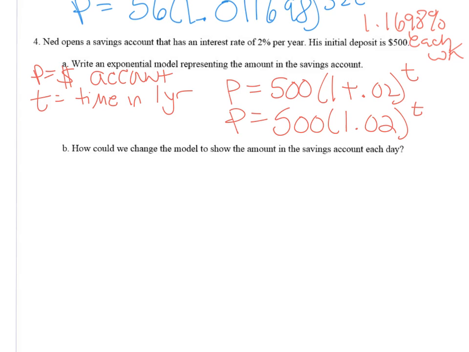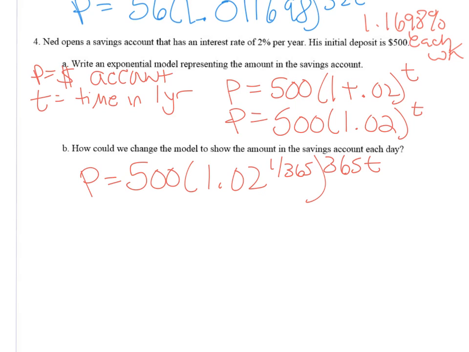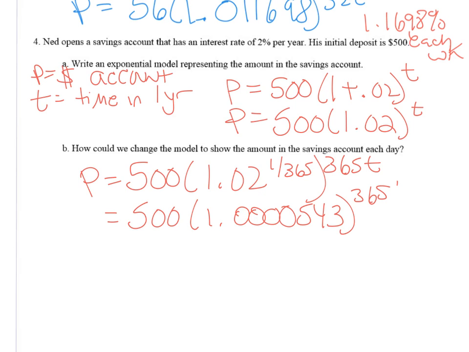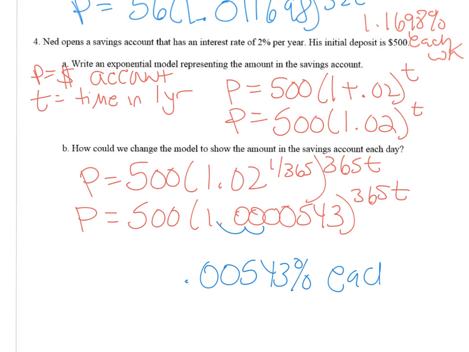So each day, there's 365 days in a year. So 1.02 to the 1 divided by 365 is, there's 4 zeros there, 543. So moving the decimal 2 places, that's 0.00543% each day.